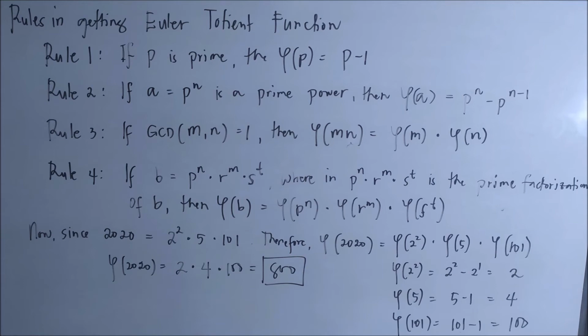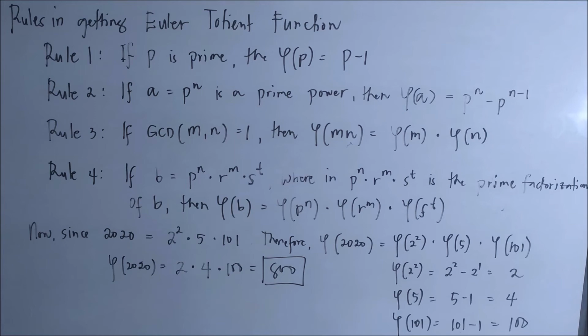Rule number 4. If b is equal to p raised to n times r raised to m times s raised to t, wherein p raised to n times r raised to m times s raised to t is the prime factorization of b, then totient function of b is equal to totient function of p raised to n times totient function of r raised to m times totient function of s raised to t.